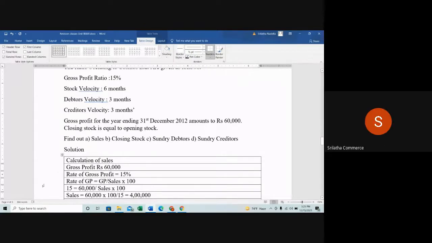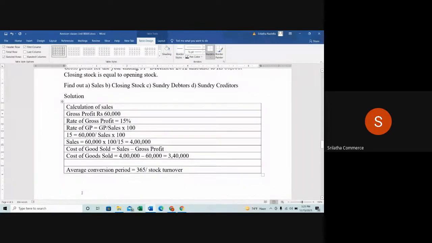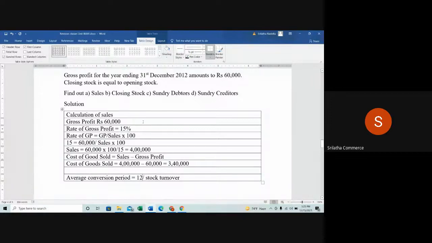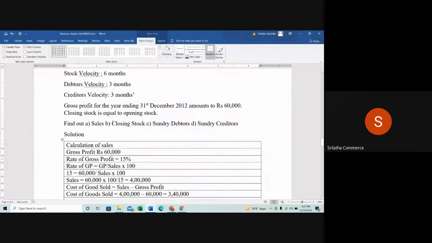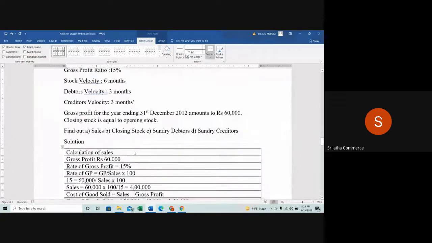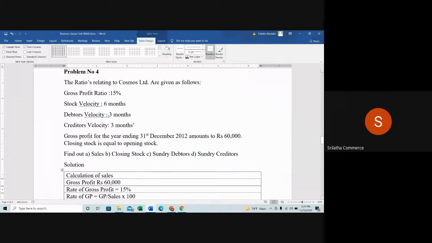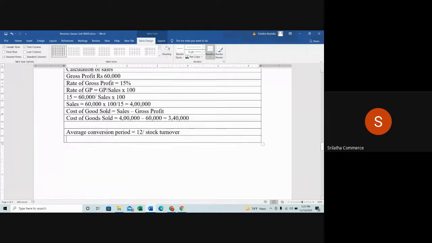So instead of 365, we are going to take 12 months. Is it clear? Because in the question, he had given months, so naturally we have to take months. As he had given the conversion period in months, we are also going to take months: 12 by stock turnover. The conversion period, the stock velocity, is equal to 6 months.